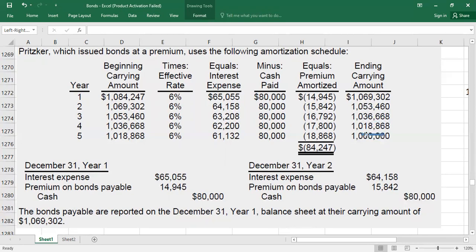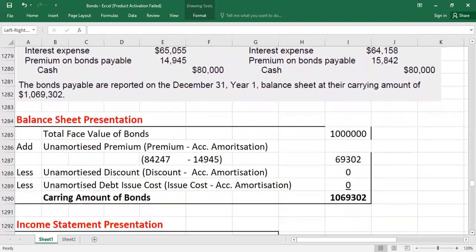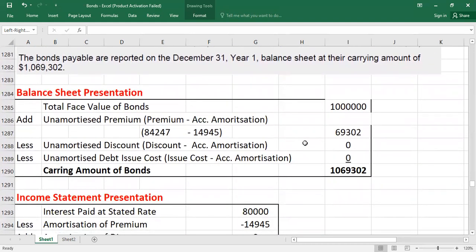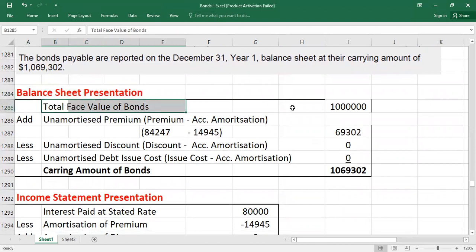But you know how these values are calculated. So we need to apply the format with which we started the video. I'm talking about just the first year presentation. Every year you will do the same. So this is how the balance sheet presentation looks. First of all, you will write the total face value of bonds, which is 1 million. Add, because I'm going to deal with only premium here, the unamortized premium.